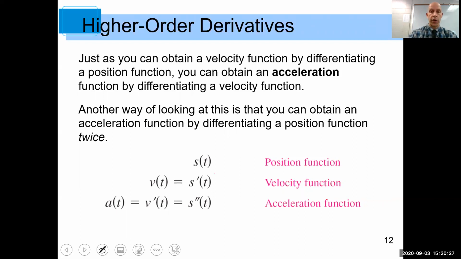So this is the first derivative of the position function. We could do the second derivative, which we would call s double prime, or the second derivative of s. So those are higher order derivatives, and it turns out that the derivative of velocity is acceleration. So we would say that acceleration is the derivative of velocity. It's the second derivative of position.